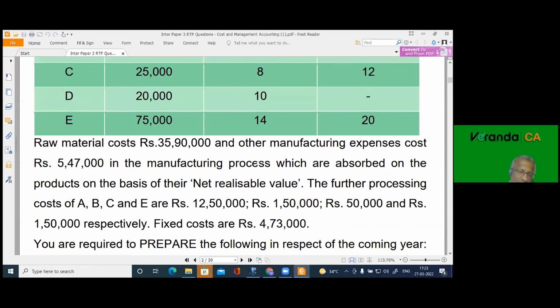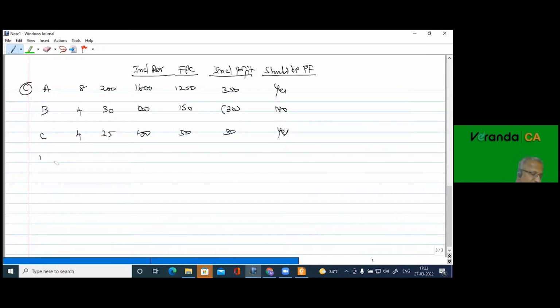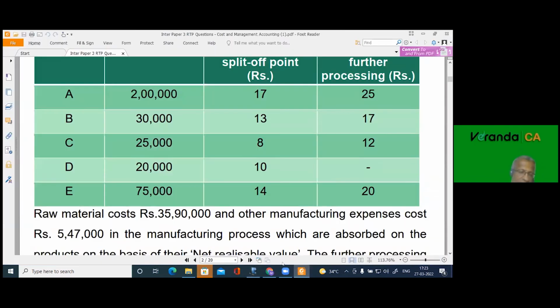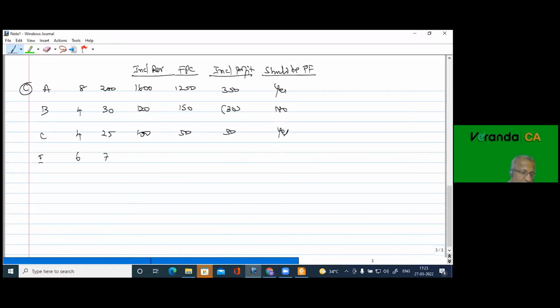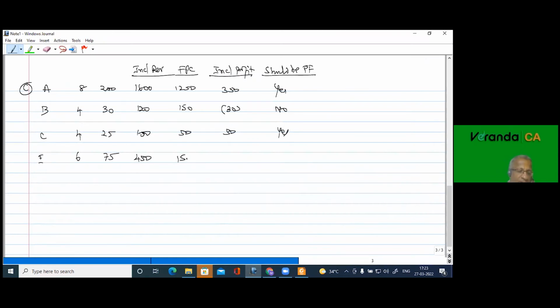That you have, there is no further processing cost. So I ignore D and take up E. Where it is 14 and 20, so 6 rupees and it is 75. So it is 450 and further processing cost in this case being 150 and it is 300. So B should not be processed further.